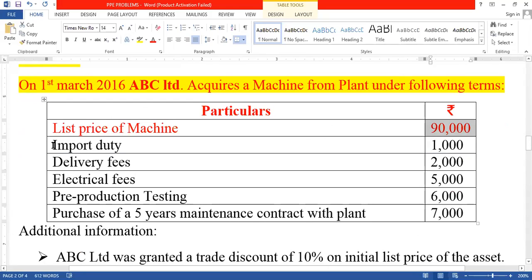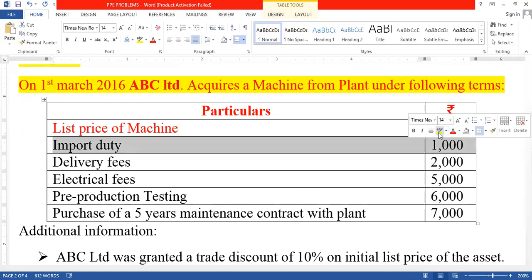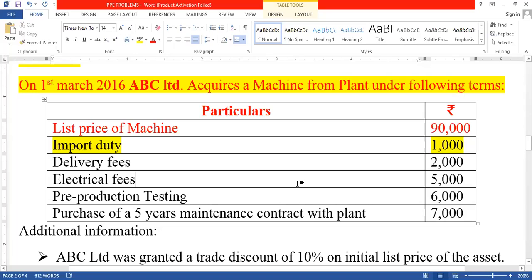After this, import duty. It is purely related to the purchase price of the asset, because we are paying import duty on behalf of the machine only.